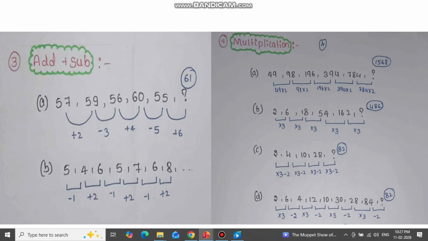2 3s are 6, 6 3s are 18, 18 3s are 54, 54 3s are 162, 162 3s are 486. Then this series: 2, 4, 10, 28, and the question mark. So 2 is multiplied by 3 and minus 2 is here. Again 4 is multiplied by 3, minus 2. 10 into 3 is 30, 30 minus 2 is 28. 28 into 3 minus 2 we get 82.